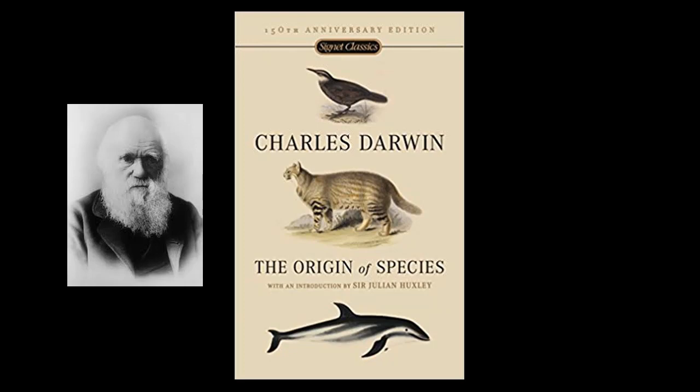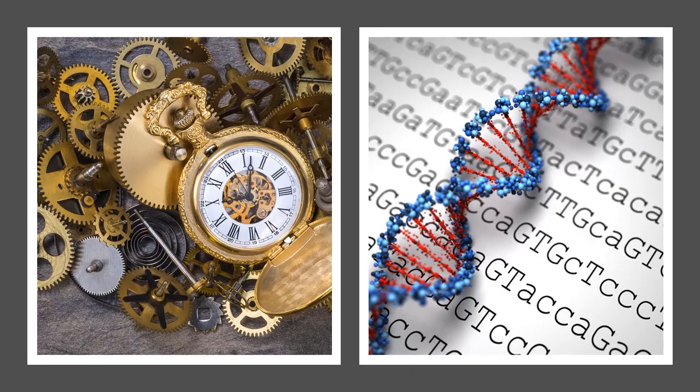Charles Darwin published The Origin of Species in 1859. Here he proposed a brilliantly simple theory which sought to explain the diversity of all living species on Earth. Darwin formulated his argument with the watch analogy of William Paley in mind.